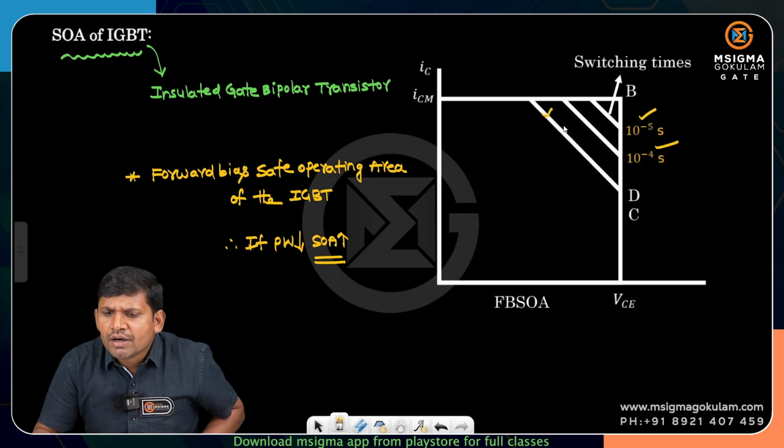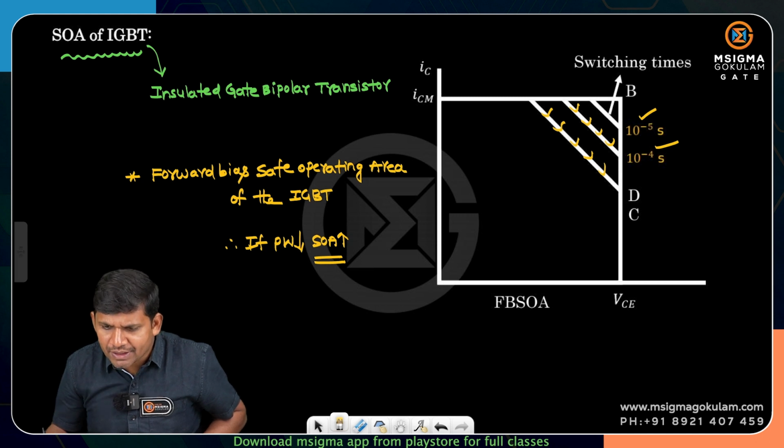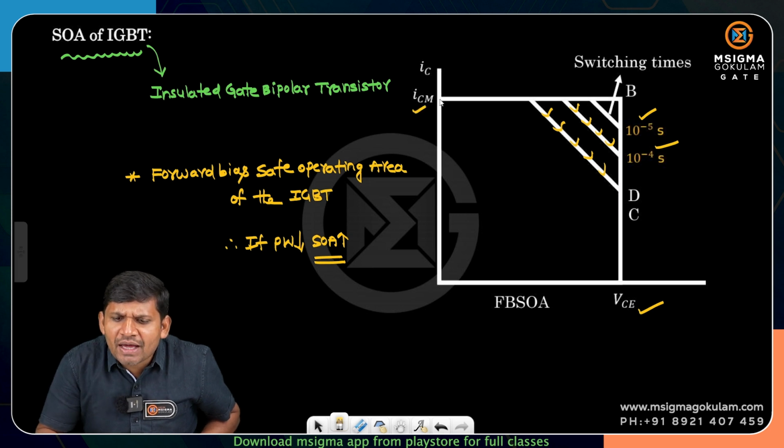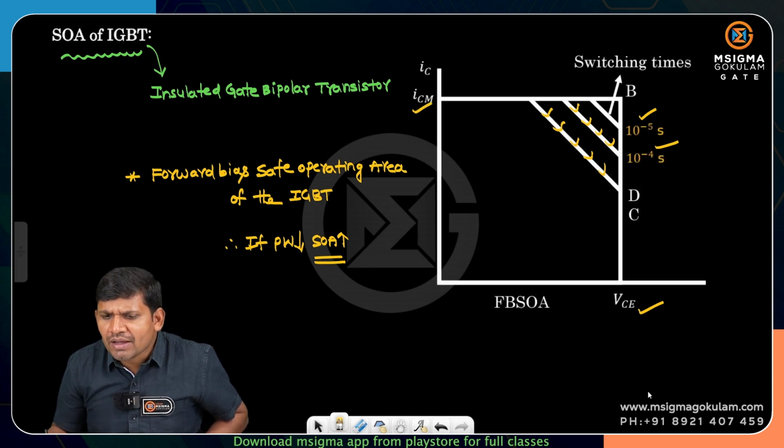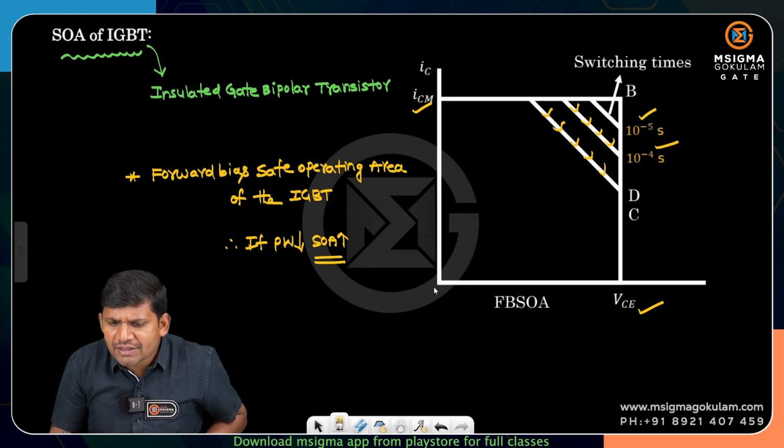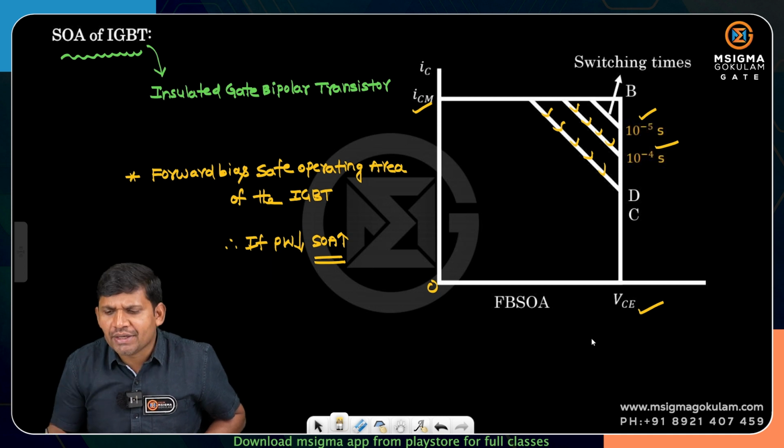This is the different safe operating areas for different times. Below this region, that you have to concentrate. This VCE is the collector to emitter voltage. This is the maximum or peak collector current, which indicates the peak current limit, students. Let this be the point O, then OB indicates the peak current limit.